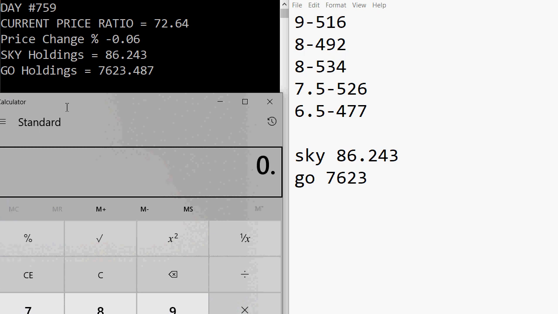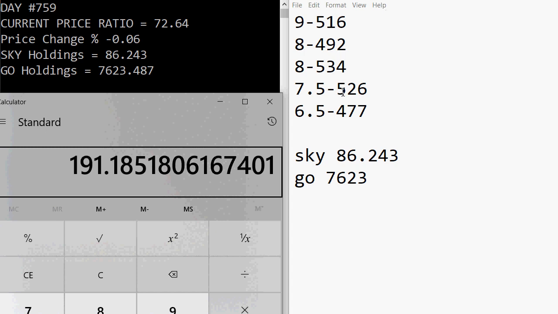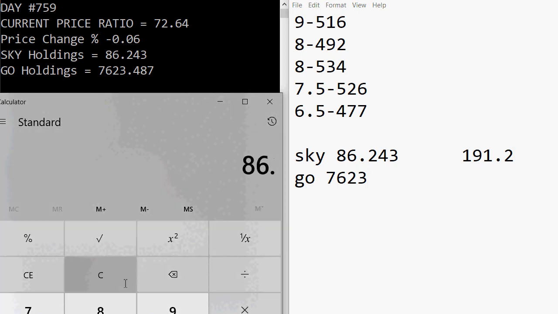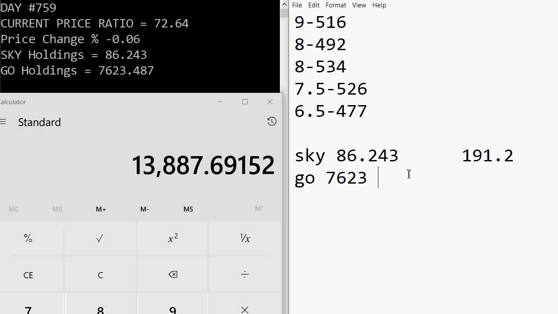86.243. Let's try it again. 76.23 divided by 72.64 plus 86.243. So we'll say 191. So an even 0.2. And on the Go side of things, 86.243, we'll multiply that by 72.64. Add that to 76.23, so 13.888.